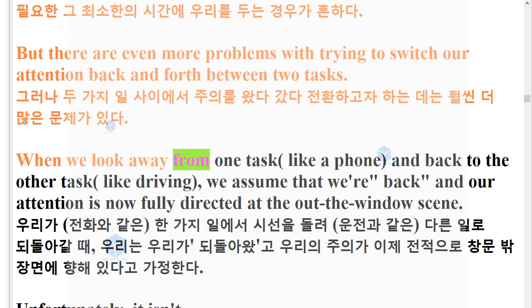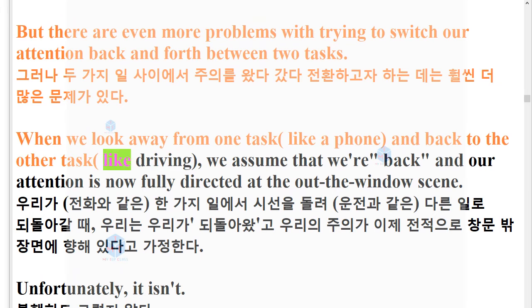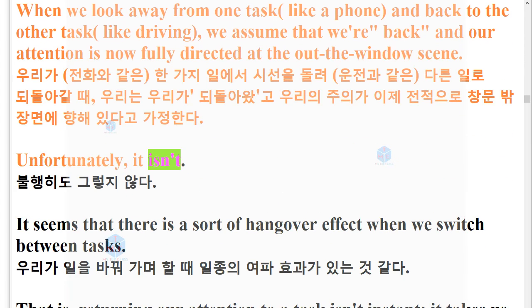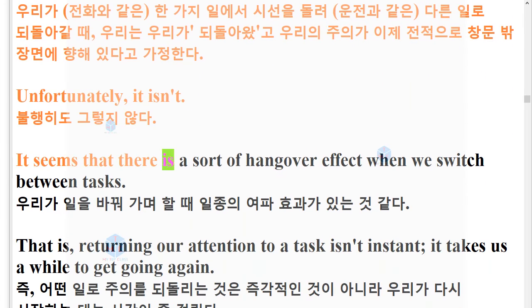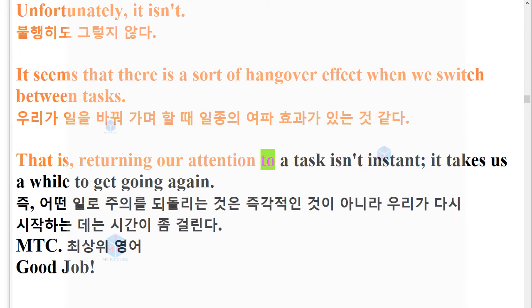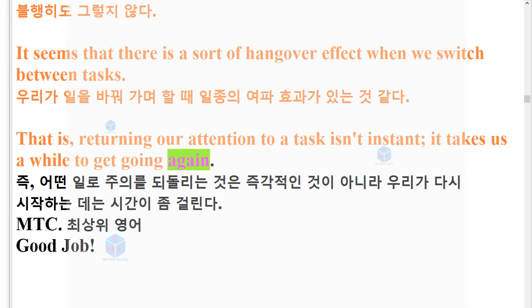When we look away from one task, like a phone, and back to the other task, like driving, we assume that we're back and our attention is now fully directed at the out-the-window scene. Unfortunately, it isn't. It seems that there is a sort of hangover effect when we switch between tasks. That is, returning our attention to a task isn't instant, it takes us a while to get going again.